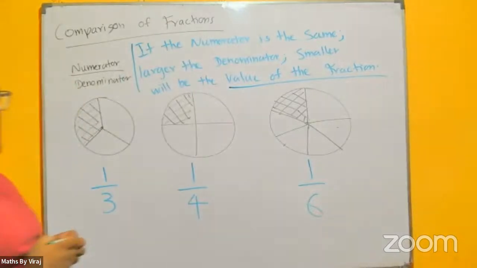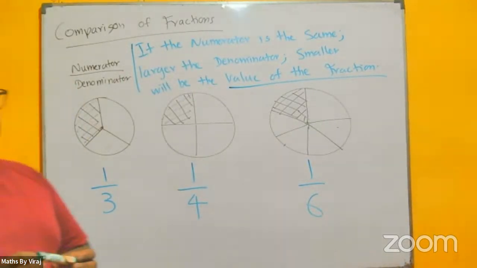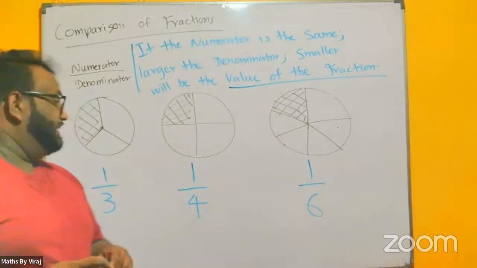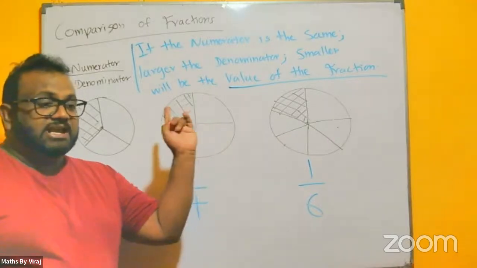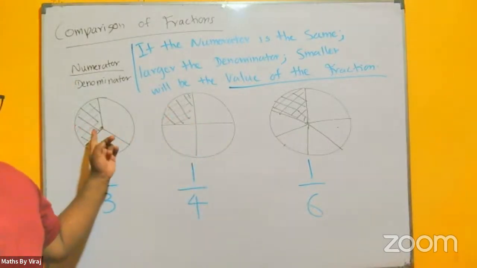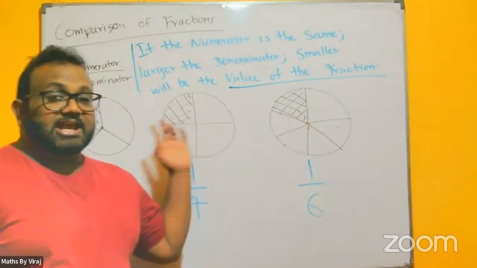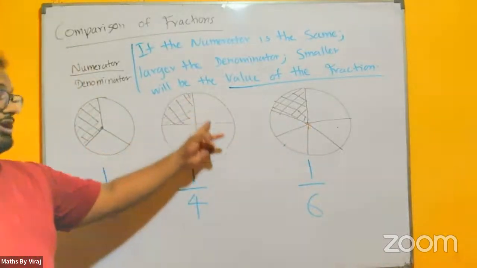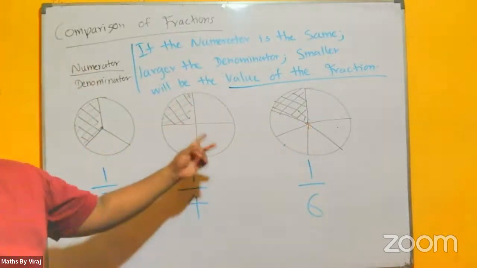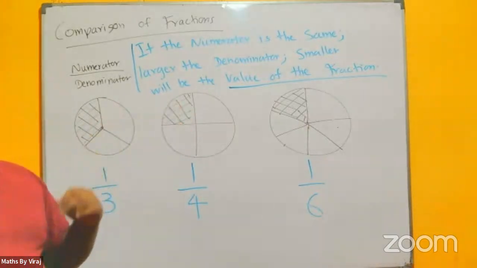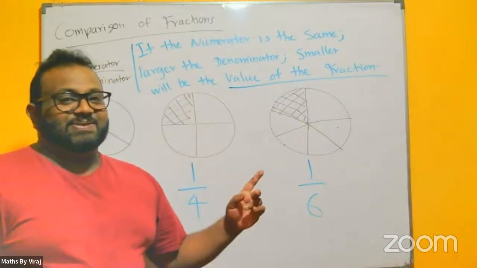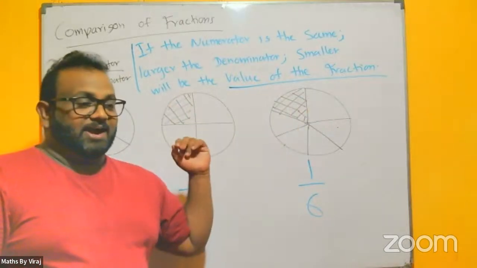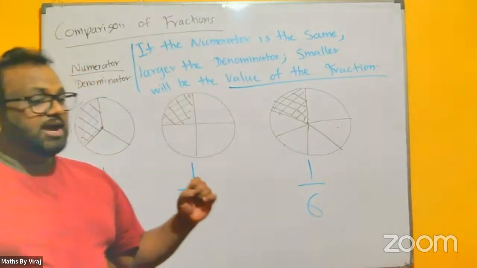How do we understand the value of a fraction? Again, let's go to the chocolate cake scenario. You cut the cake into 3 equal parts and you eat one part. We have to assume that all these 3 are of equal size. Or else you cut the cake into 4 equal parts and you eat one part. Or else you cut the cake into 6 equal parts and you eat one part. Now what is the smallest part?